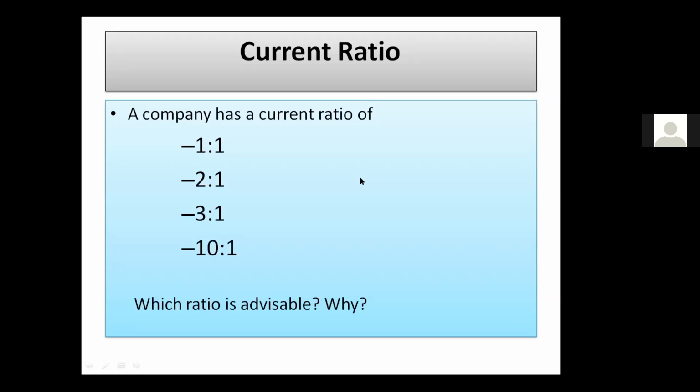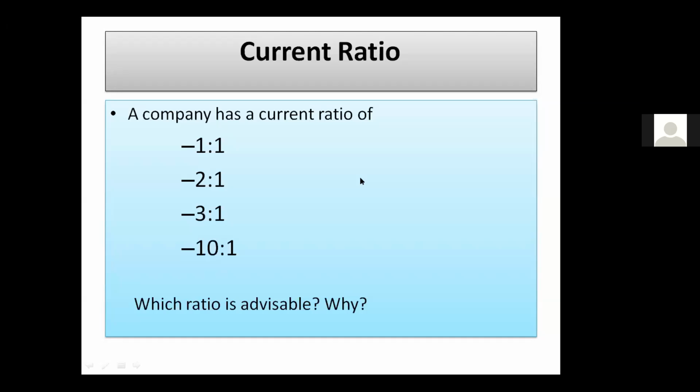Looking at 10:1, the meaning of a 10:1 current ratio is, for every 100 rupees of current liabilities, the company has 1,000 rupees of current assets. Even if we pay 100 rupees of current liabilities, we are left with 900 rupees more of current assets. Compared to 2:1 and 3:1, 10:1 is much, much better in terms of liquidity, in terms of maintaining reputation, and in terms of the goodwill of the company. So 10:1 is a much better ratio compared to 2:1 and 3:1.